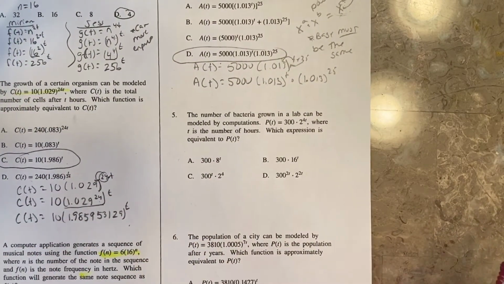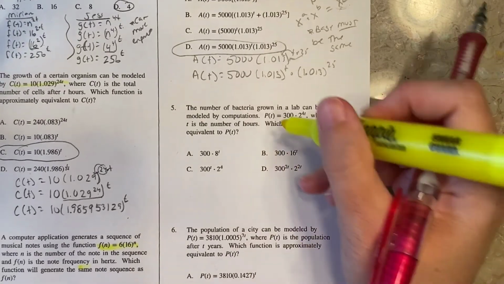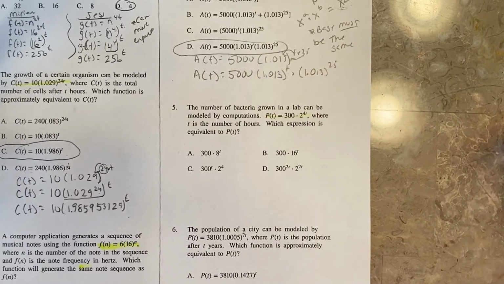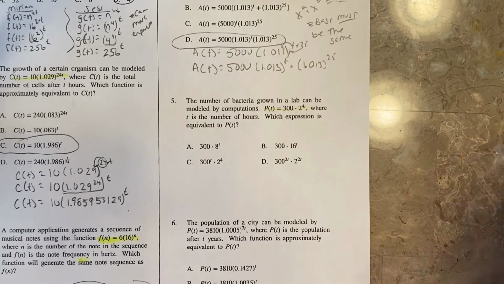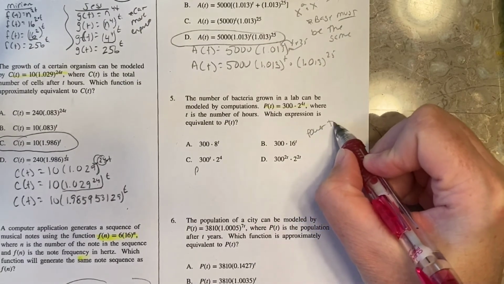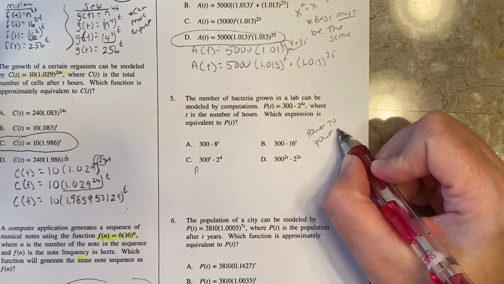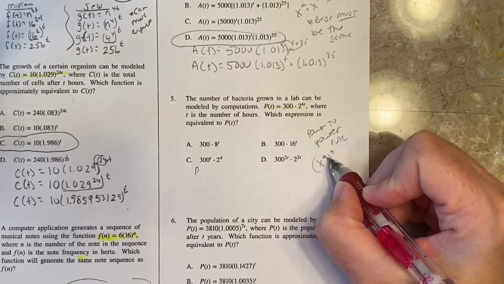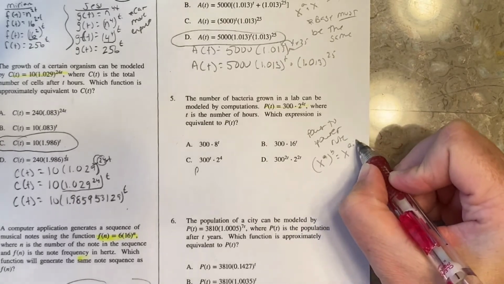All right, 2 more. Number 5. The number of bacteria grown in the lab can be modeled by the function P of t equals 300 times 2 to the 4t, where t is the number of hours. Which expression is equivalent? Okay, so this one is going to be going back to the power to power rule. And that was our x to the a, raised to the b, equals x to the a times b.